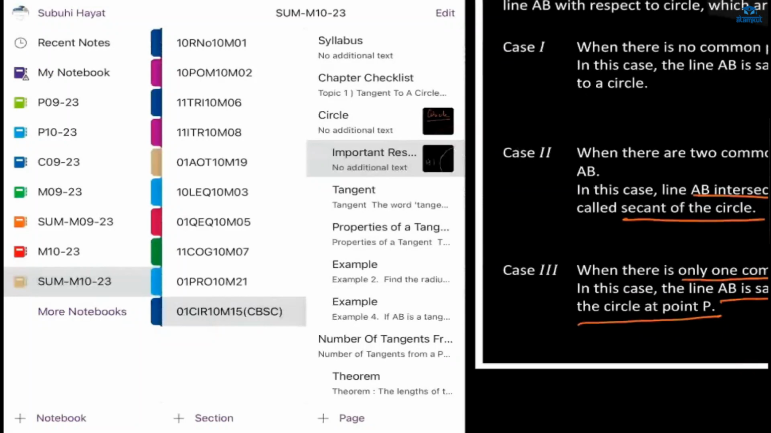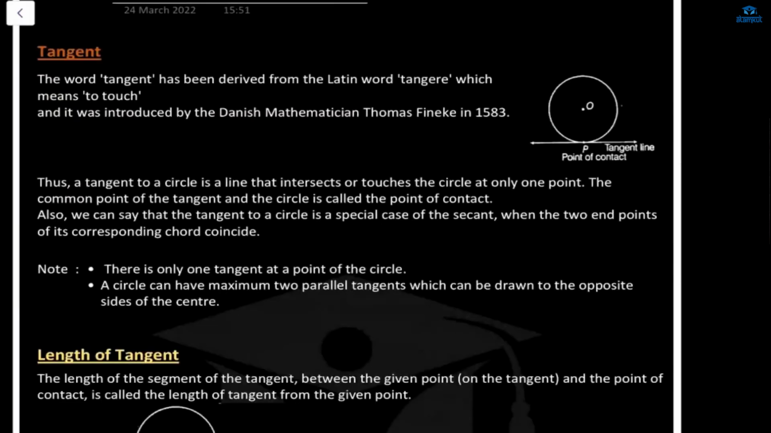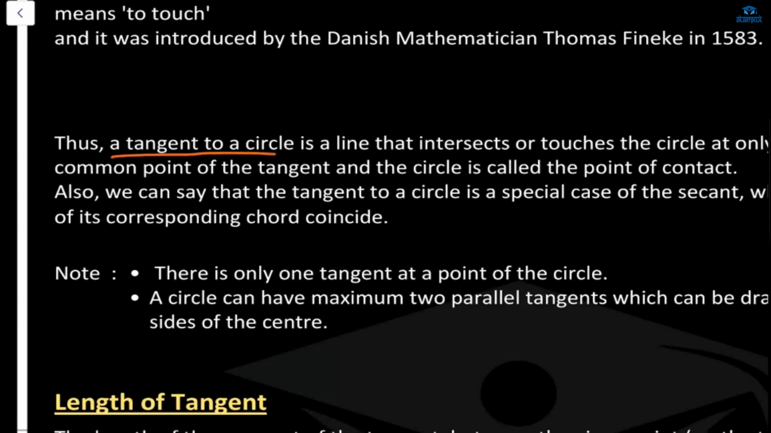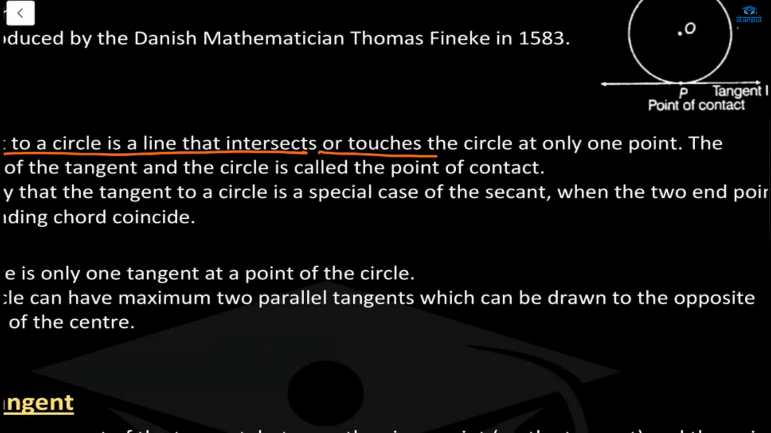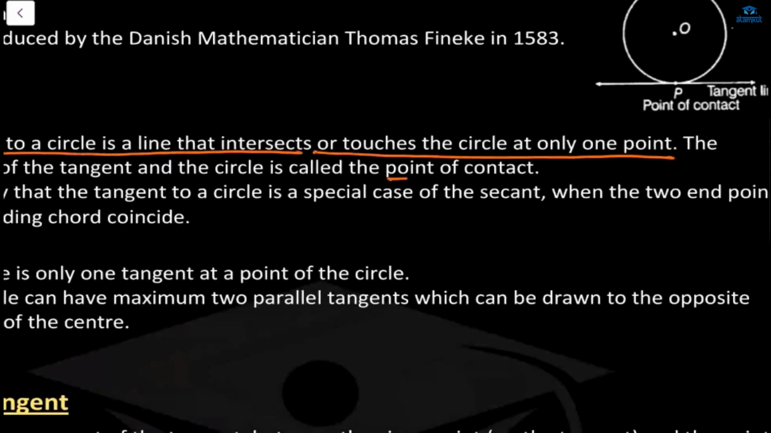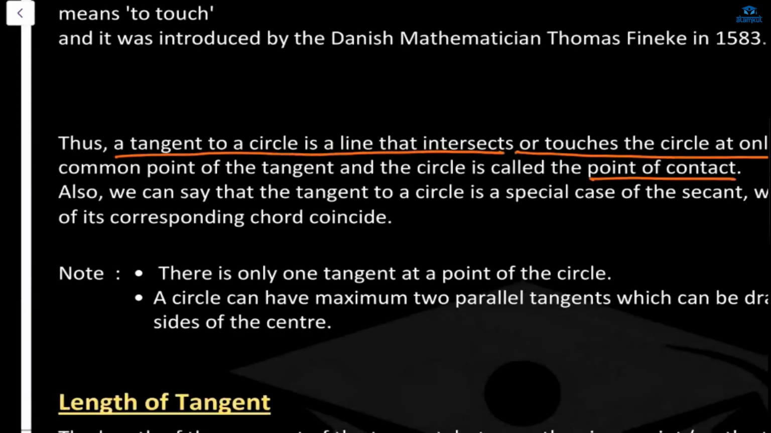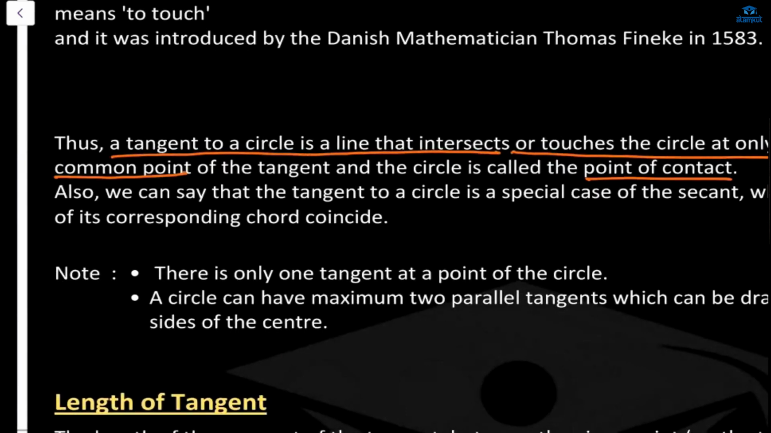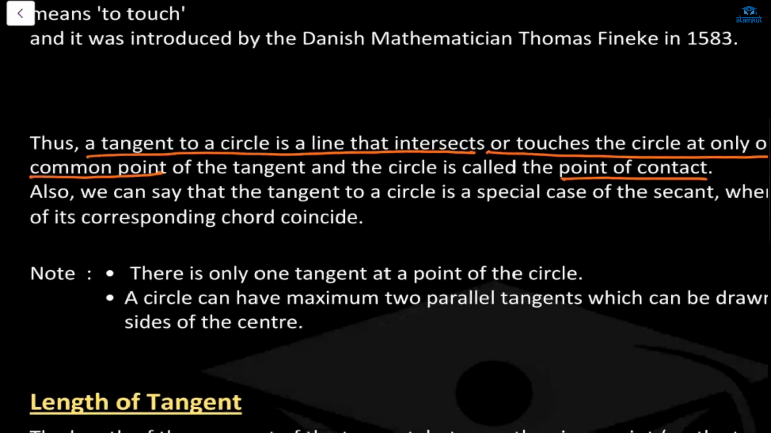Understood what is the tangent of a circle, Safia? You can see here the tangent, and P is the point where it is touching the circle. So that particular point is called the point of contact. A tangent is a line that intersects or touches the circle at only one point. The common point of the tangent and the circle, where the circle is touching the tangent, is called the point of contact. Also we can say that the tangent to a circle is a special case of the secant.